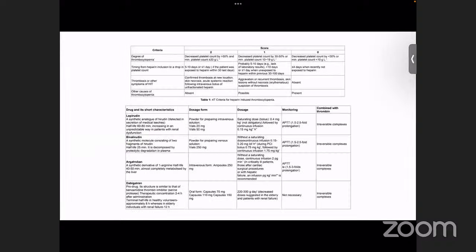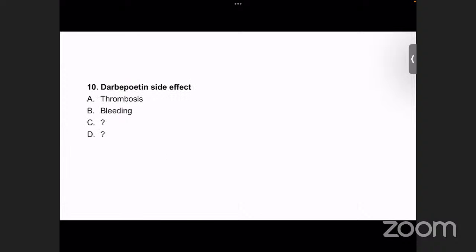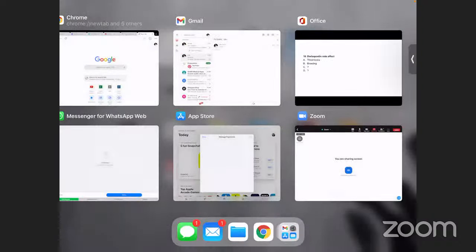So here we have to know about HIT, the 4 T's of heparin-induced thrombocytopenia: degree of thrombocytopenia, timing, thrombosis, and other causes ruled out. This has been discussed in the QRP. The commonest drugs used for management are direct thrombin inhibitors and factor Xa inhibitors: lepirudin, bivalirudin, argatroban, dabigatran. You should know the doses also. Coming to indirect factor Xa inhibitors, there is danaparoid and fondaparinux. Here, since there is a risk of stent thrombosis, the answer would be bivalirudin over fondaparinux. And coming to the darbepoetin side effect.